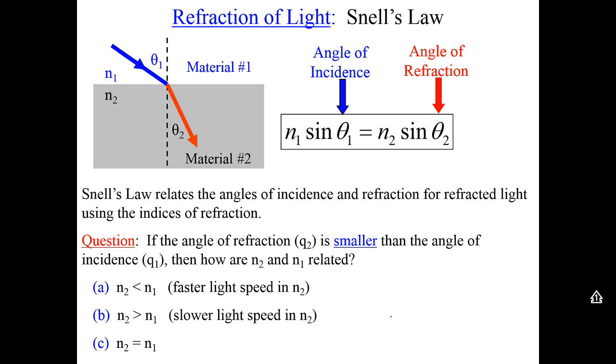find the second angle. Further, if the index of refraction is larger, then the sine of theta must become smaller, so theta must be smaller. That means for the larger index of refraction material, the angle theta will be smaller, and for the smaller index of refraction material, the angle will be larger.